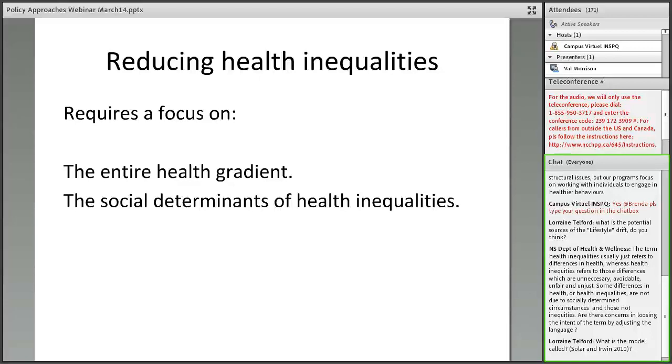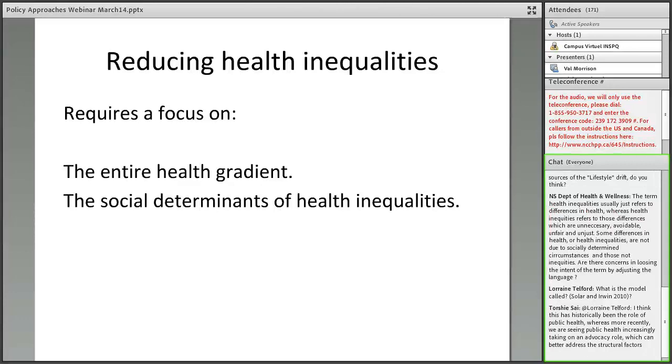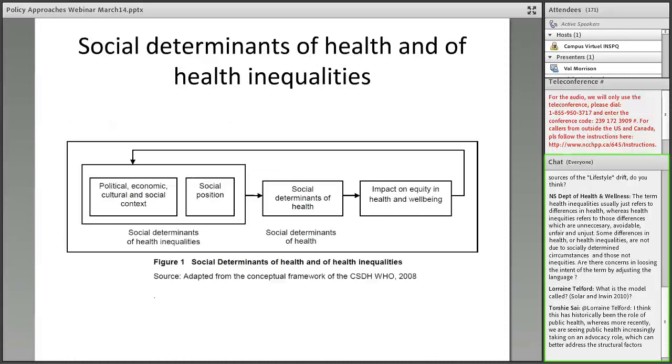So going back to what we were discussing earlier and the need to focus on the entire gradient, we want to reiterate that reducing health inequalities also requires focusing on the social determinants of health inequalities that underlie both the determinants of health and health inequalities. This graphic that we produced is a pared down version of the WHO's conceptual framework, where we see the flow of the determinants, or what I was calling the continuum a few minutes ago. We're going to come back to this and plot policy approaches on it a bit later, but you can see that it keeps the social determinants of health and the social determinants of health inequalities separate, and with the former being largely shaped by the latter.